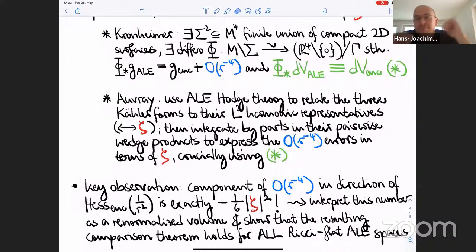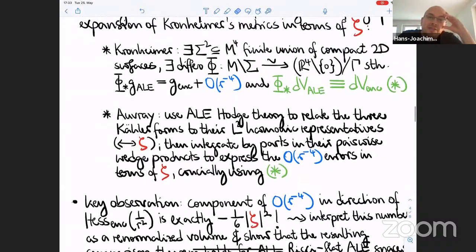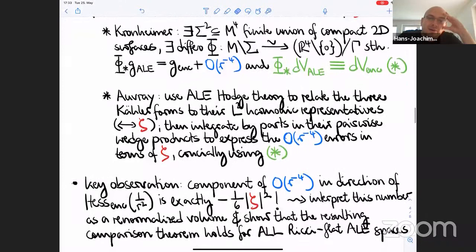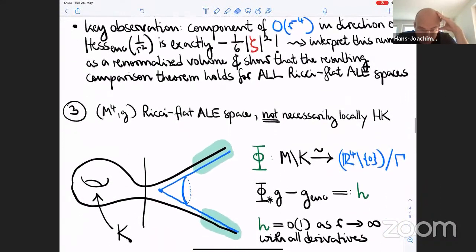If it so happens that Kronheimer's examples and their finite quotients are the only ones, then the statement would be a corollary of this computation in Auvray's thesis. But the point is that we found an argument that proves an analogous inequality, once you understand this inequality in the right way, intrinsically, to prove this on an arbitrary Ricci-flat ALE space. And this is what I want to describe in the rest of the talk.